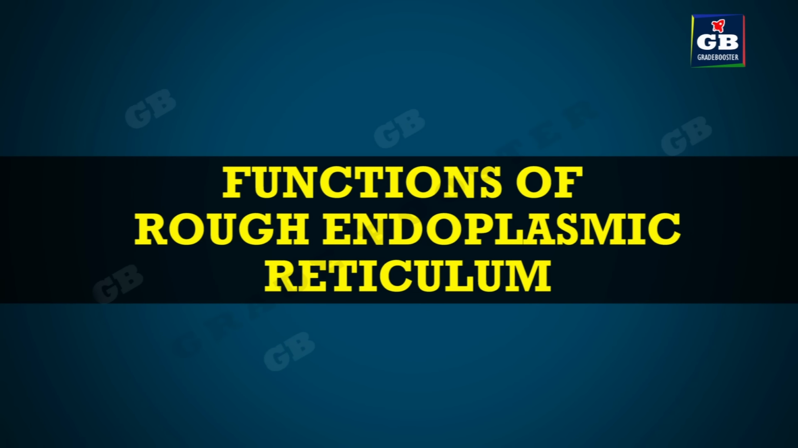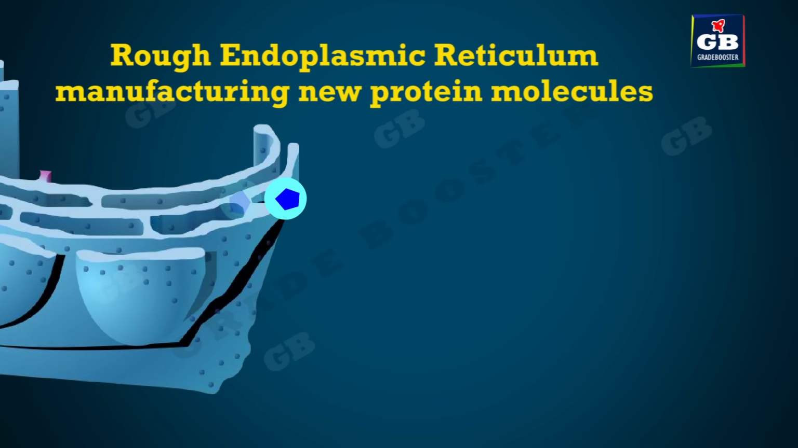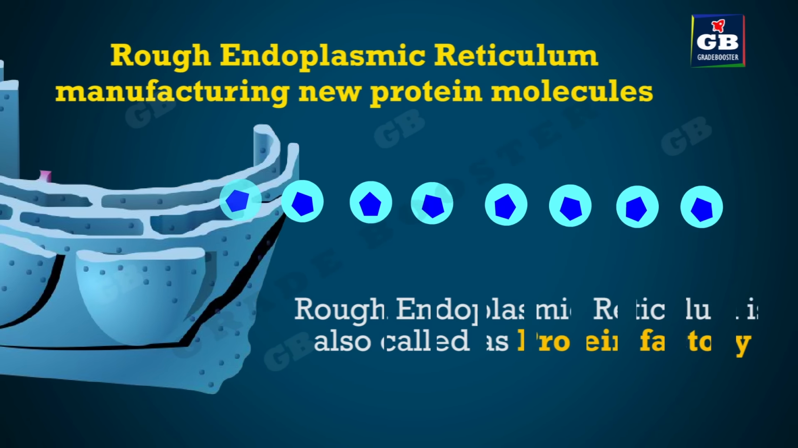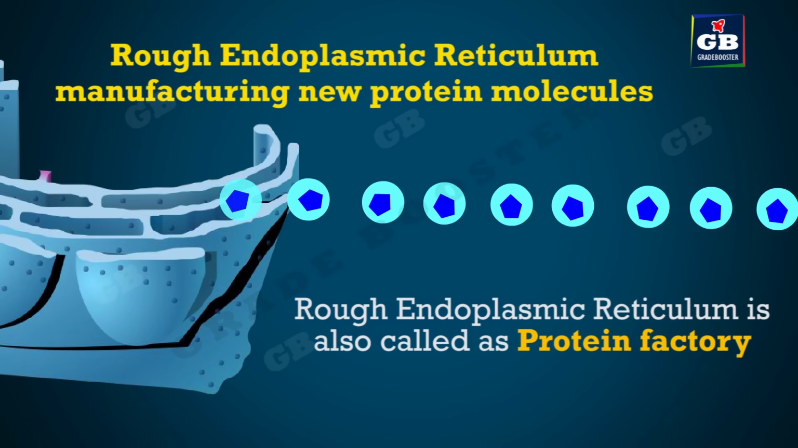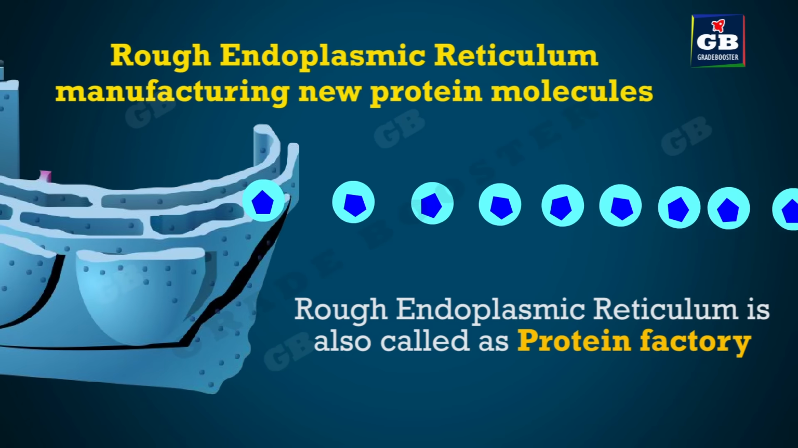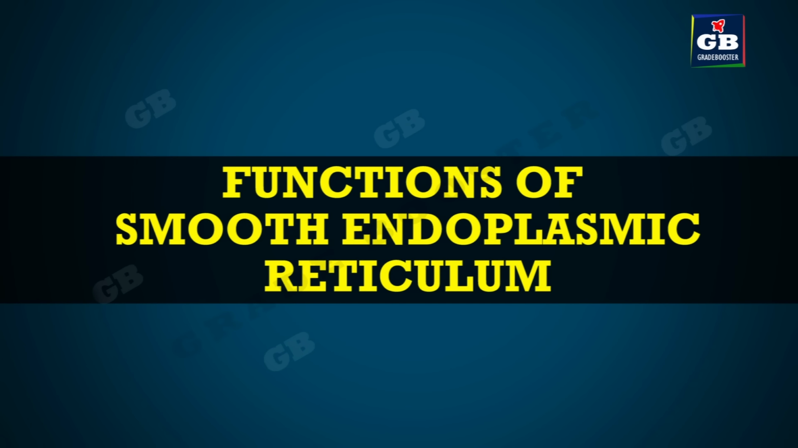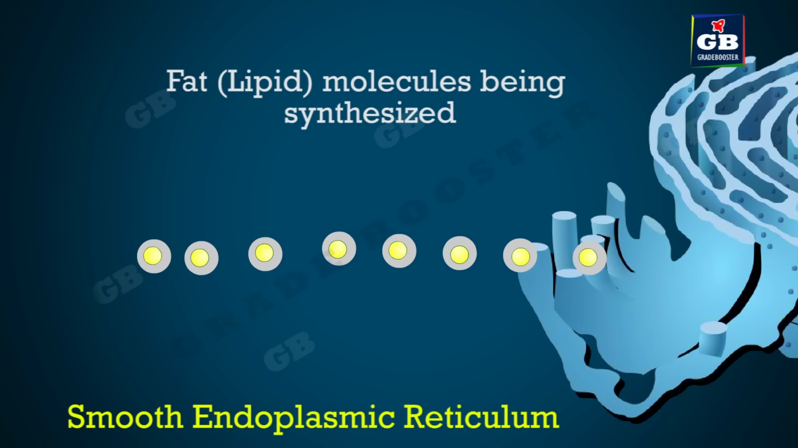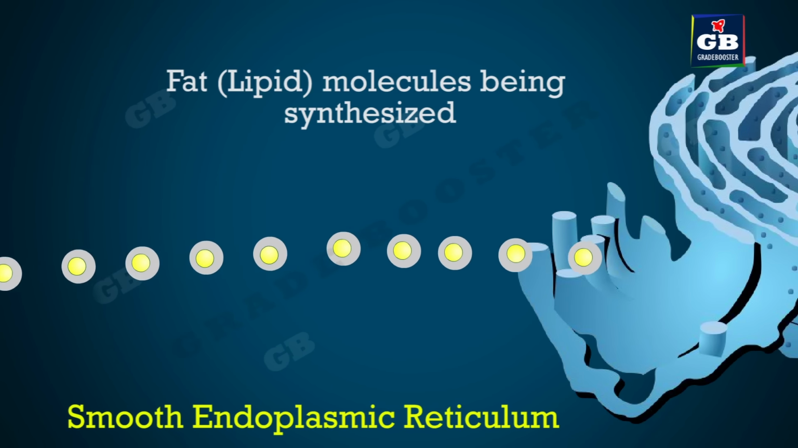Now let's see the function of rough endoplasmic reticulum. Rough endoplasmic reticulum makes new protein molecules with the help of ribosomes. That's why rough endoplasmic reticulum is also called as protein factory. Then what is the function of smooth endoplasmic reticulum? Smooth endoplasmic reticulum manufactures new fat molecules.